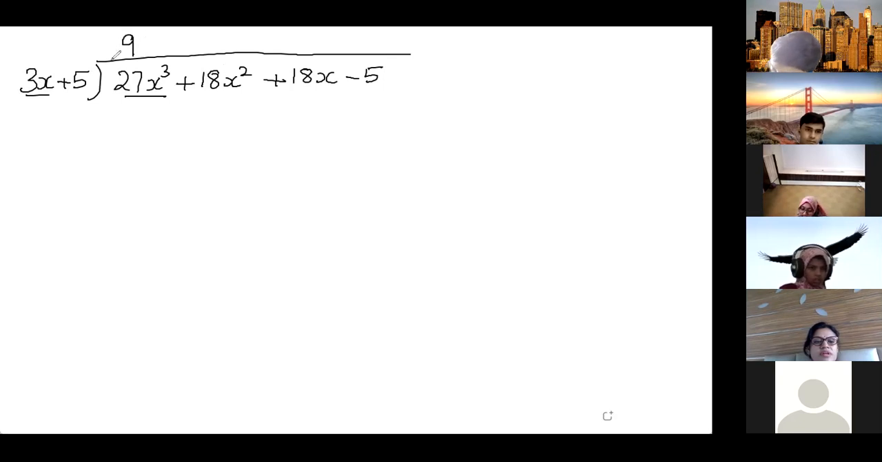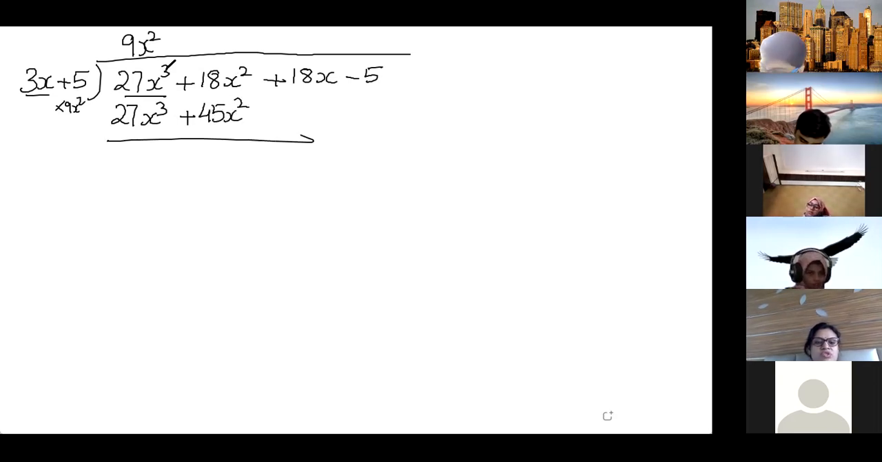9x. It will be 9x square. Now multiply 9x square with these two terms. What is it? 9 3s are 27 x cube and plus 9 5s are, when we multiply it by 9x square, so 9 3s are 27 x cube and 9 5s are 45 x square. Okay? Under x square put x square, under x cube put x cube. Change the sign, which is very important because we are subtracting. Remember, in subtraction we change the sign. So this cancels. Plus 18 and minus 45.